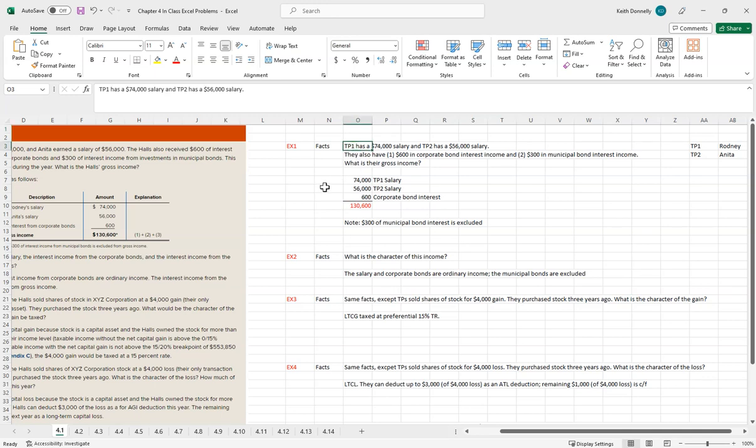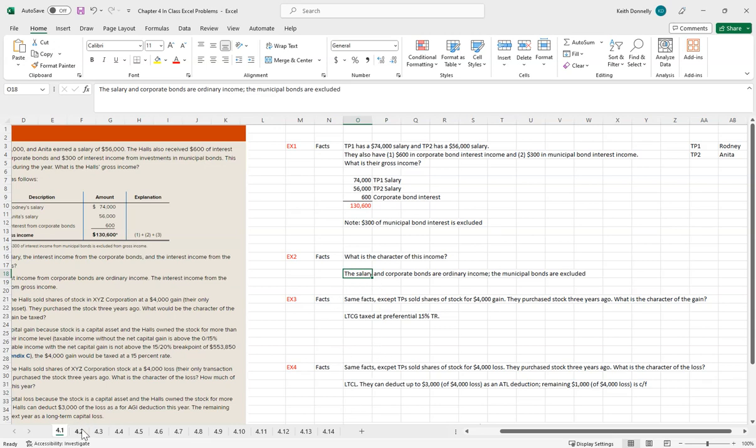All right, so we got two taxpayers. They want to know what's their gross income. Looks like they have corporate bond interest income and two salaries. That's great. We're looking at $130,000. The idea with this is the muni interest, we would exclude that, right? It's excluded. The character, right, this is going to be ordinary income. In other words, we don't have any long-term capital gains here. We don't have any qualified dividends. It's ordinary, general rule.